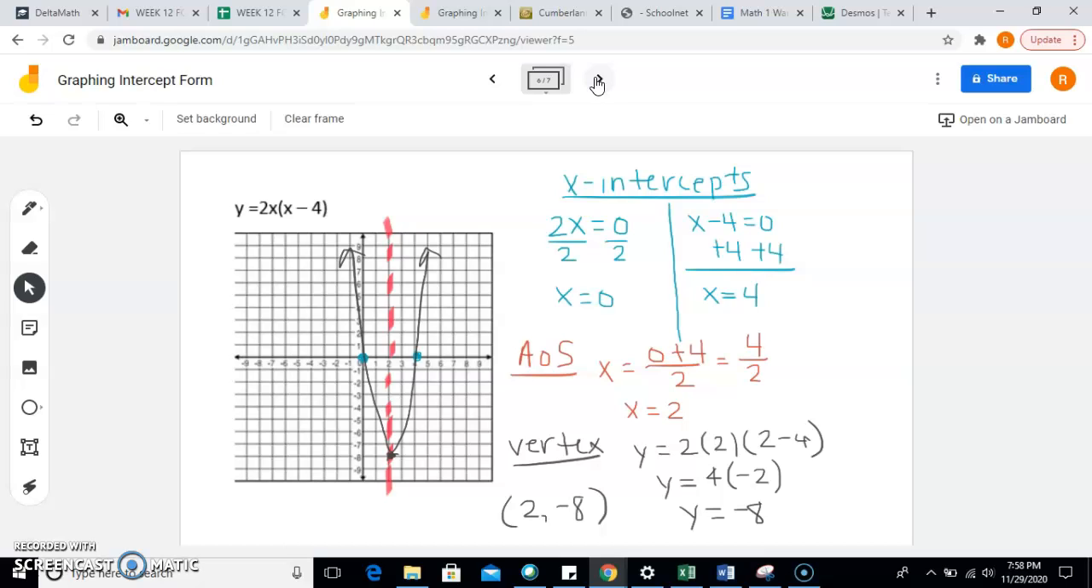So you can see all we're doing is setting each part equal to 0, and that's giving us the x-intercepts. We're adding them and dividing by 2 to find the axis of symmetry. The axis of symmetry gives us the x value of the vertex, so we plug it back into our original equation to find the y value of the vertex.